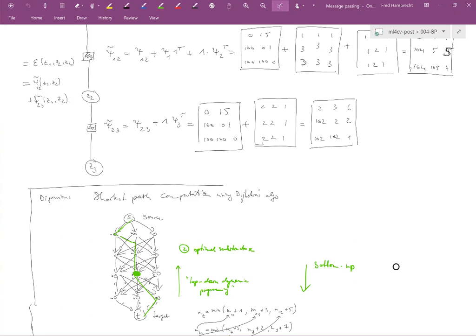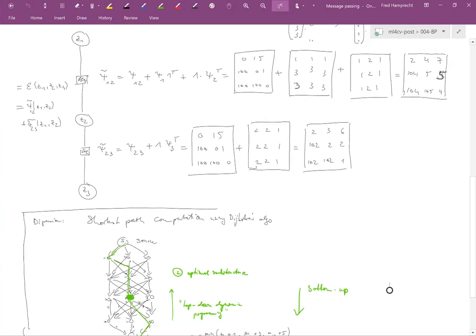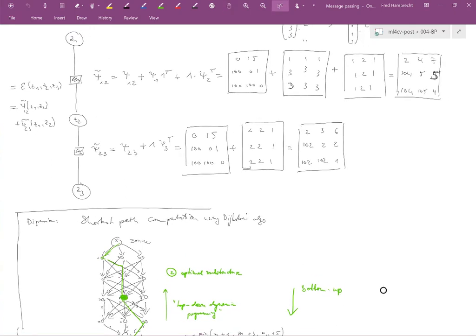The question is, how can we map what we've just seen with Dijkstra's algorithm, shortest path, and so on? How can we map it to our maximum a posteriori problem?